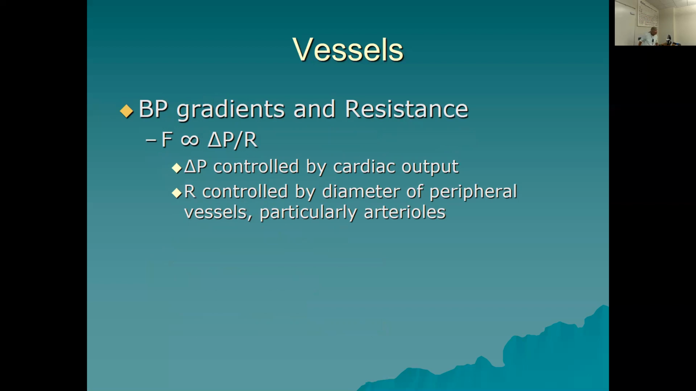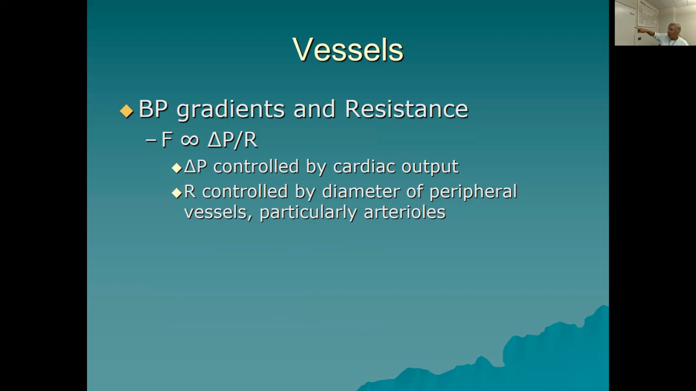Okay, blood pressure and resistance. The flow through blood vessels, it's not blood pressure, it's blood flow through blood vessels, is controlled by what's called delta P in the numerator. Delta P is the pressure gradient across the vessel. The higher the pressure gradient, the more flow, and that's a direct relation. Flow is decreased by resistance. It's an inverse relation: the more the resistance, the lower the flow.